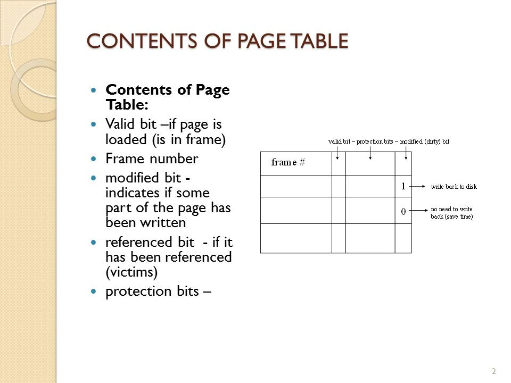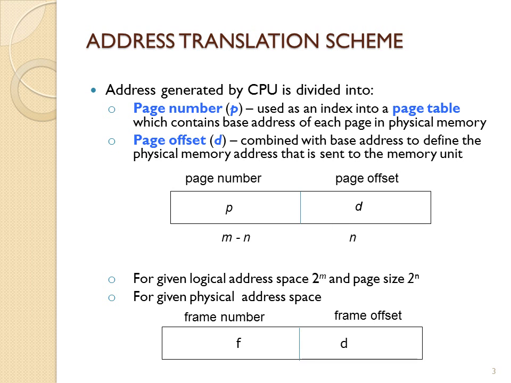Protection bits, which indicate that you want to put some protections on particular pages, and a modified bit, which indicates whether or not the page has been modified while it was in the frame. And we will talk in more detail about this when we get to page replacement algorithms. So I just wanted to give you a quick overview on the contents of a page table. Now let's talk about address translation.